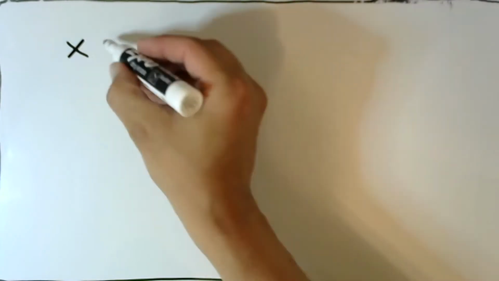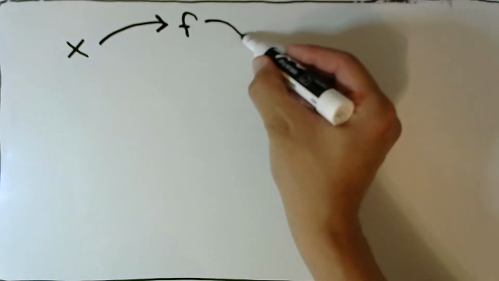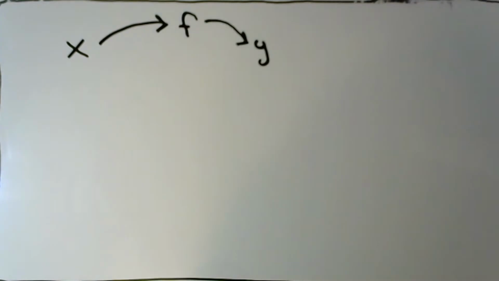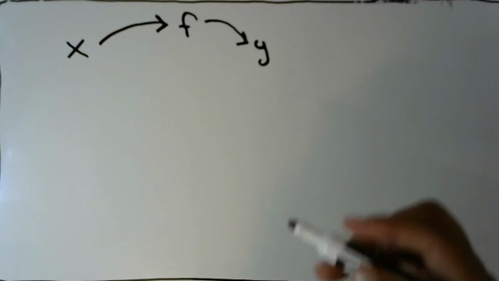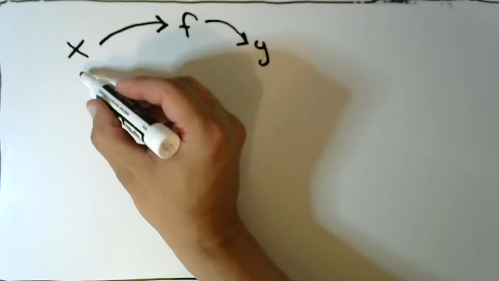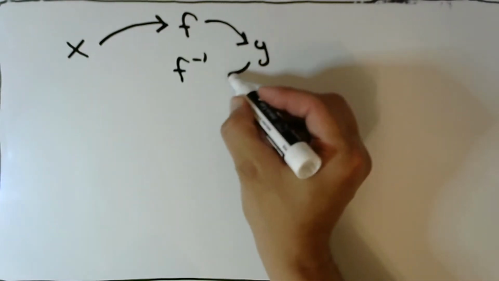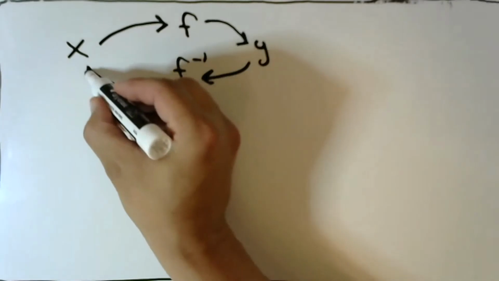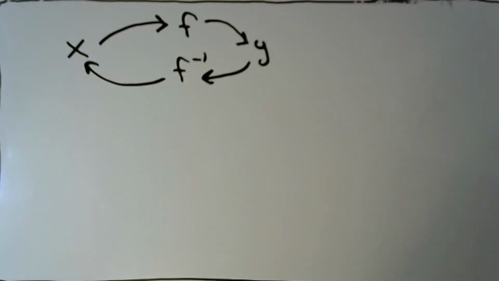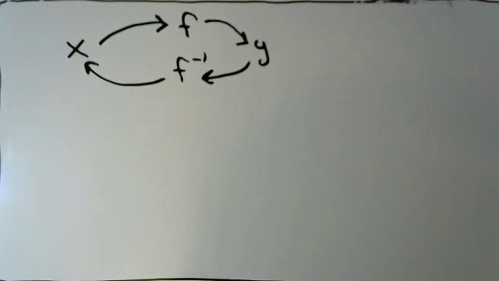How do they work? Well, the idea is this. We have an input x. It goes into a function f, and then you get an output y. So the question we want to answer is this: can we take y and recycle it back into x? You could sort of call the recycling center that does that f inverse. So f inverse will take y as an input and give you back x.